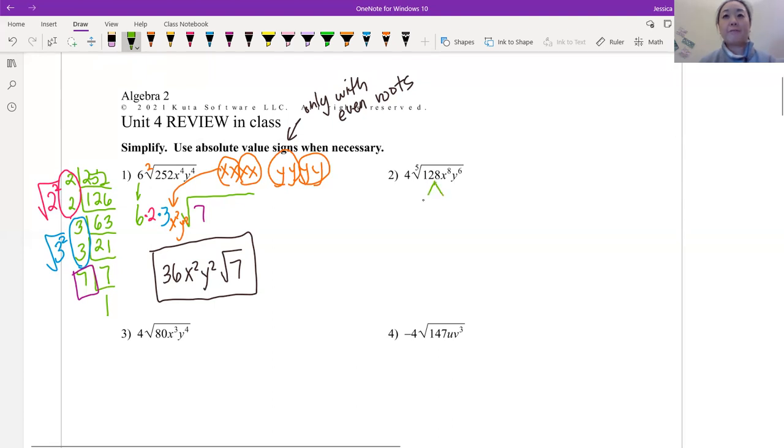So I know that 4 goes into 128. So 4 goes into 12 3 times. 4 goes into 8 2 times. I'm just going to keep on going. And this is to the 5th root. And honestly, I don't know my perfect fifths. So therefore, I'm going to just do my prime factorization.